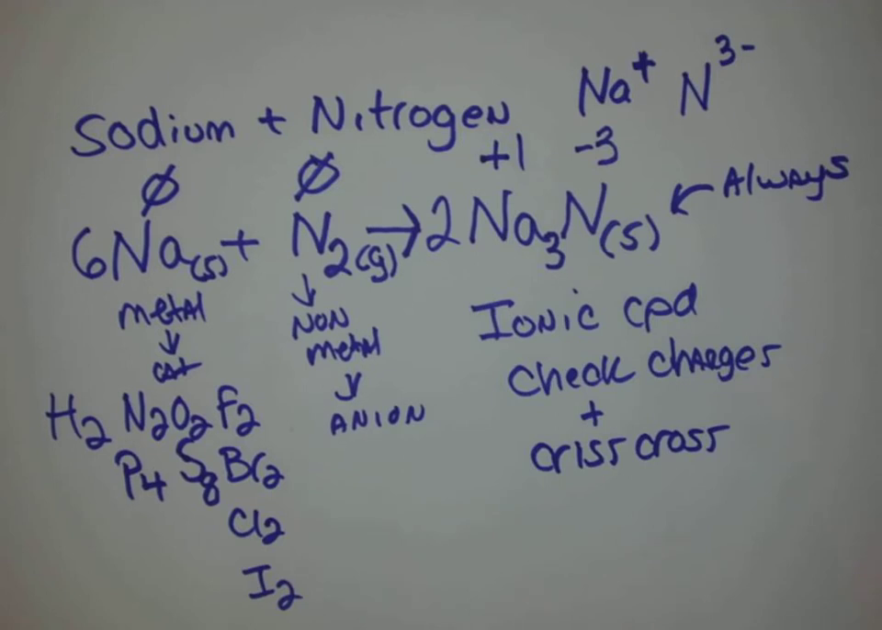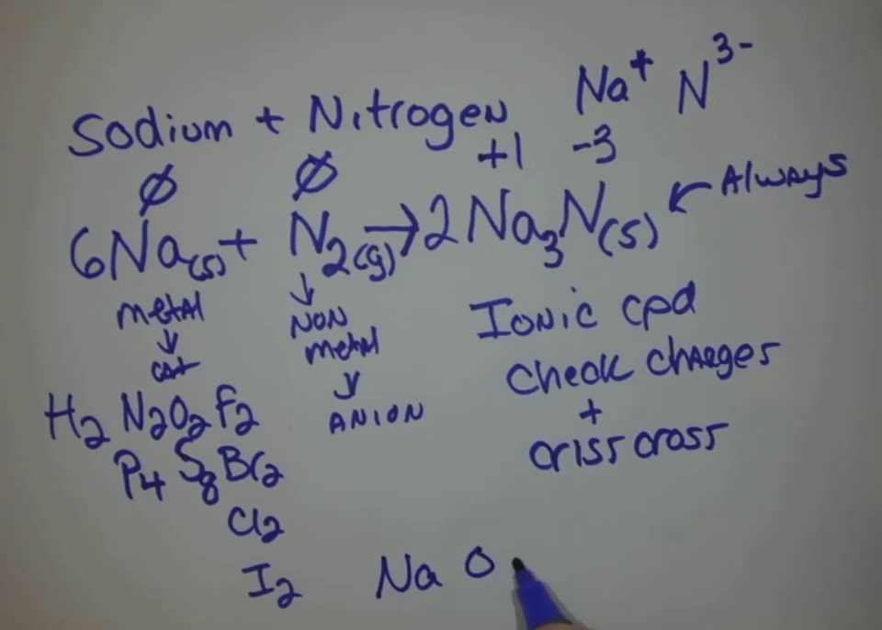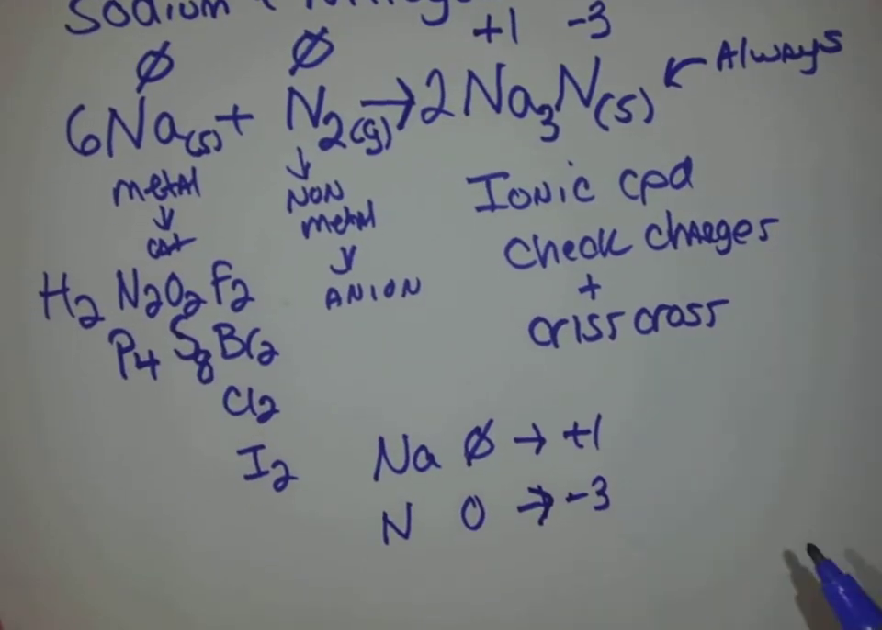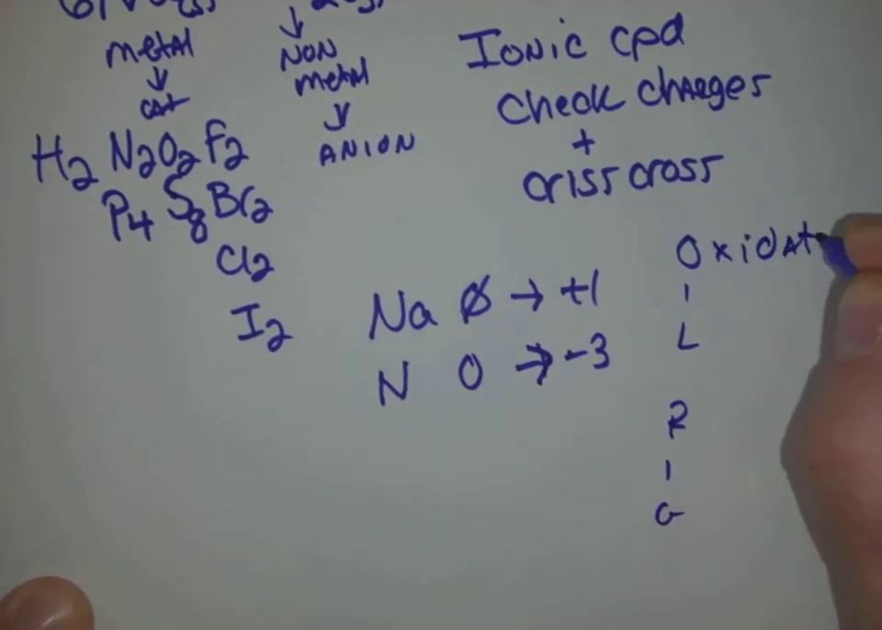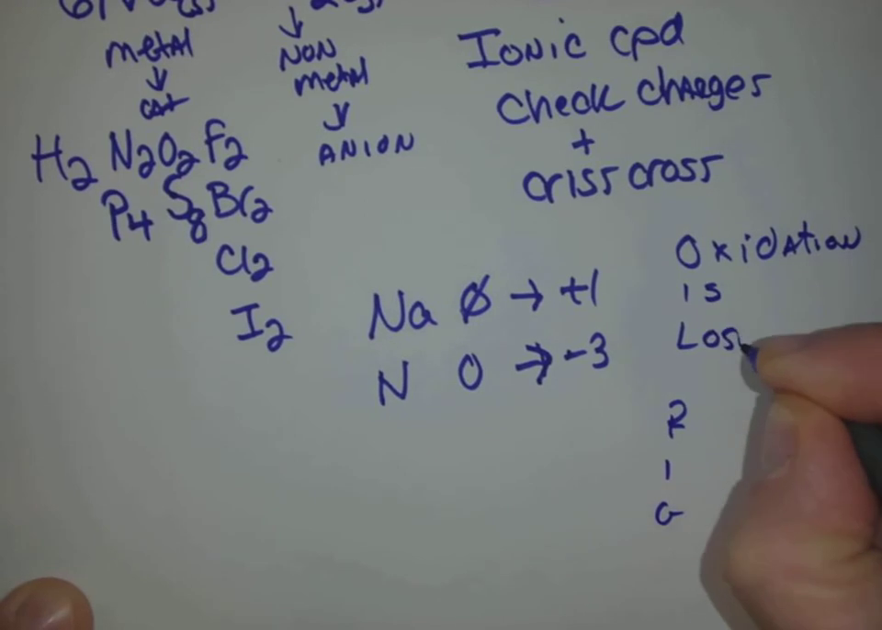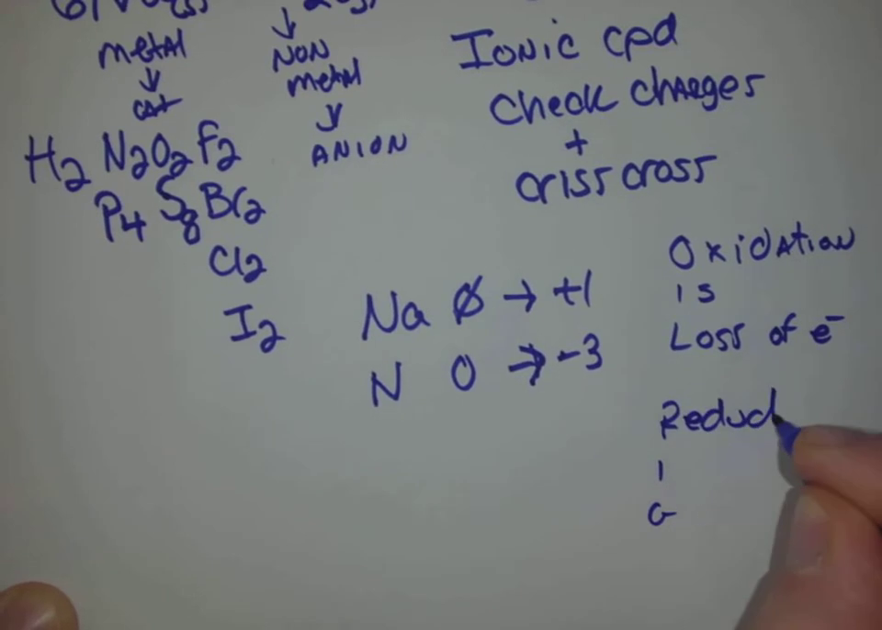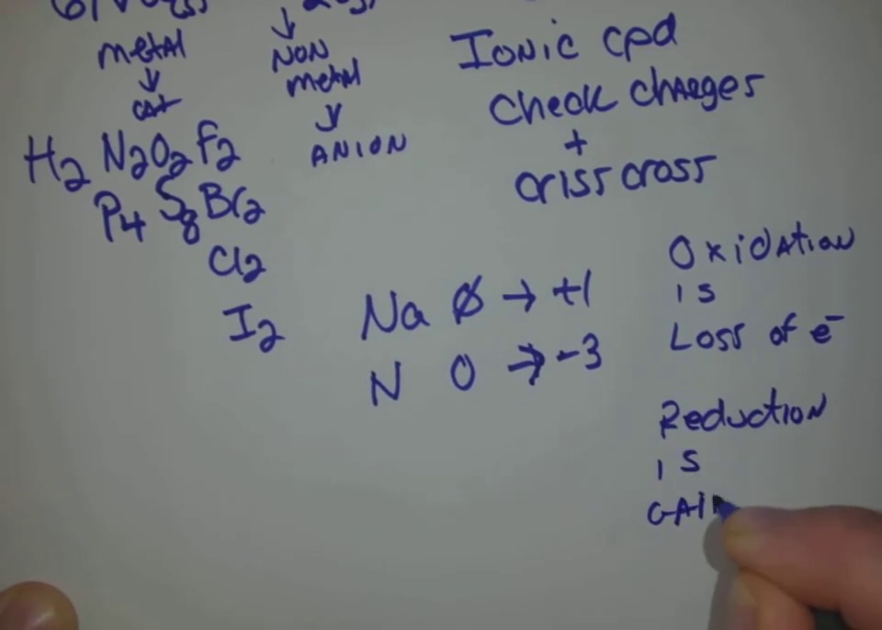Okay? So, if we said that sodium is going from 0 to a +1, and nitrogen is going from a 0 to a -3, well, what does that mean? So again, the convention, OIL RIG. So what's OIL RIG mean? Oxidation is loss of electrons. Reduction is gain of electrons.